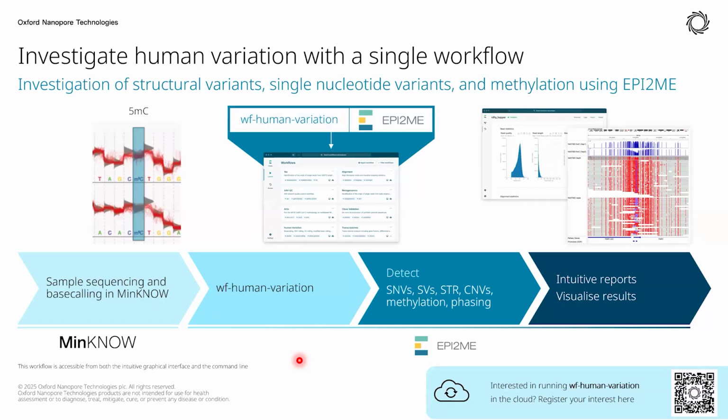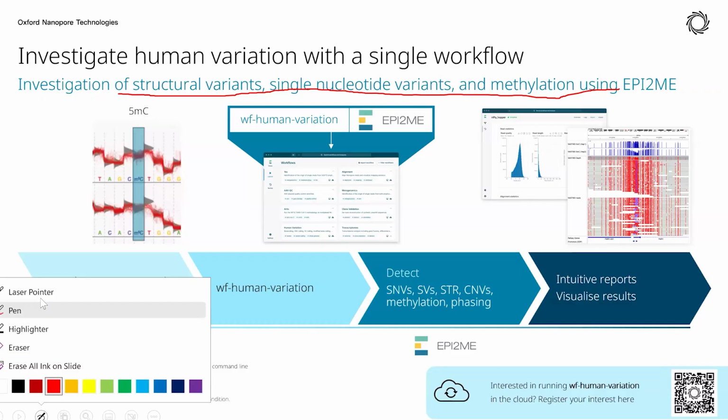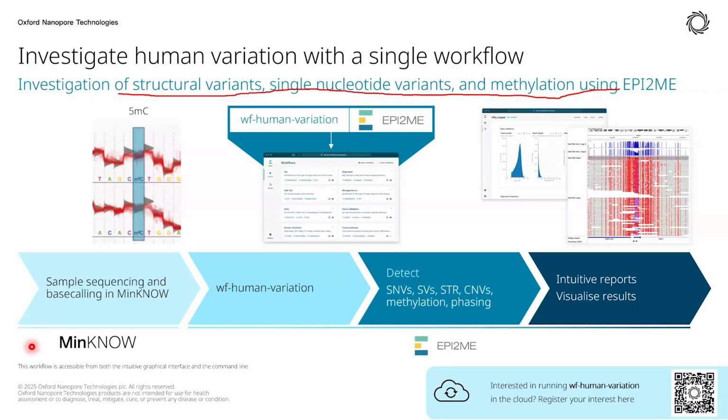So, human variation. This is our workflow for capturing the totality of variation in your human-derived samples. Again, the idea here is we're taking our output from MinKNOW directly into the workflow, so we're not really looking at any sort of pre-processing. And the workflow will detect single nucleotide variants and small indels. It'll detect structural variants, STR expansions in your sample, and copy number variation. And it can also output a bedMethyl file containing your methylation information for the sample.